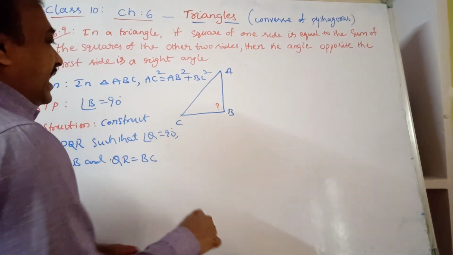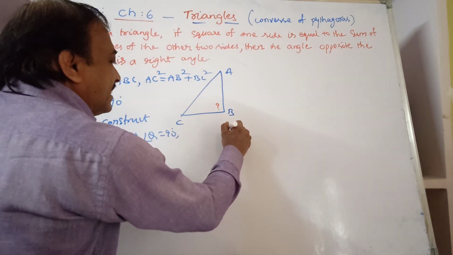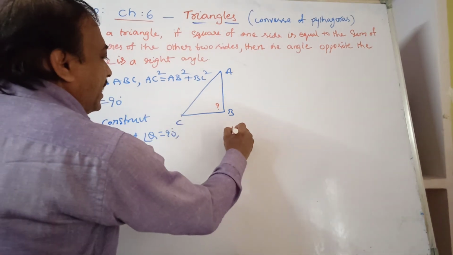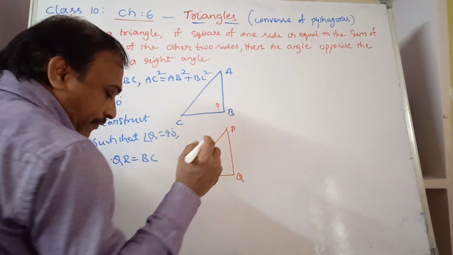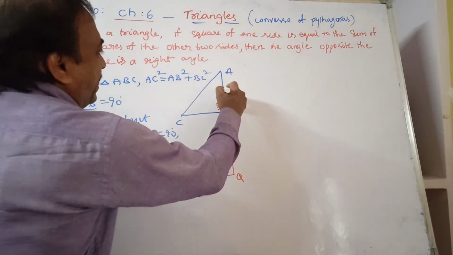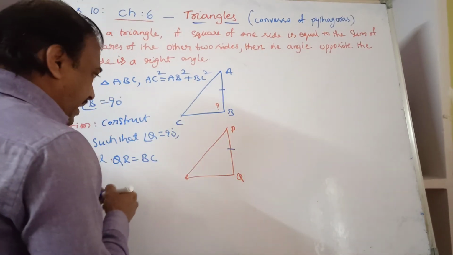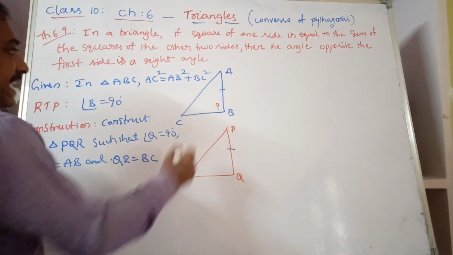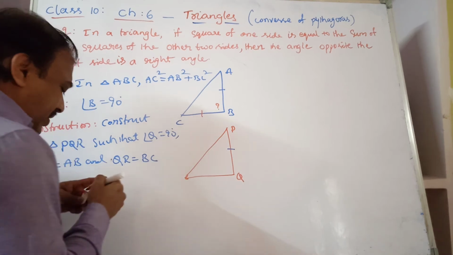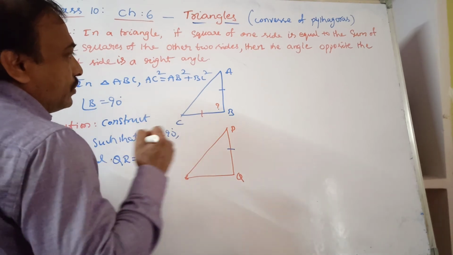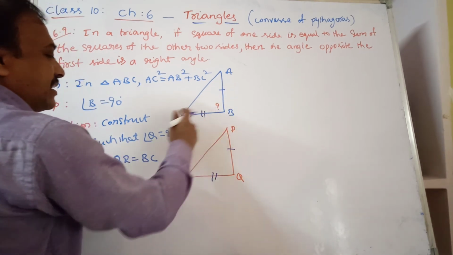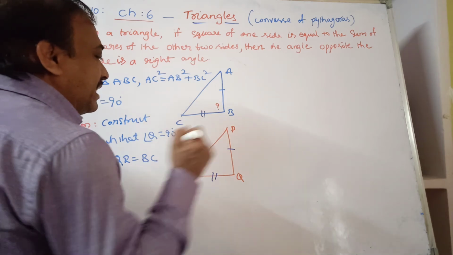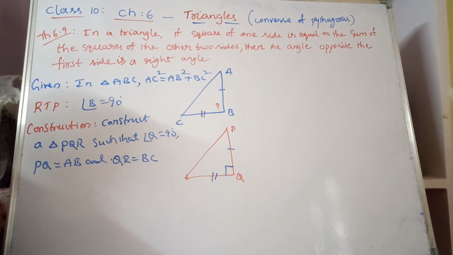Observe it. What is the triangle here? We are constructing triangle PQR in such a way that the length of AB is equal to BQ and AB is equal to PQ, and the length of BC is equal to QR, and angle at Q is 90 degrees. This is the construction. Now the proof.